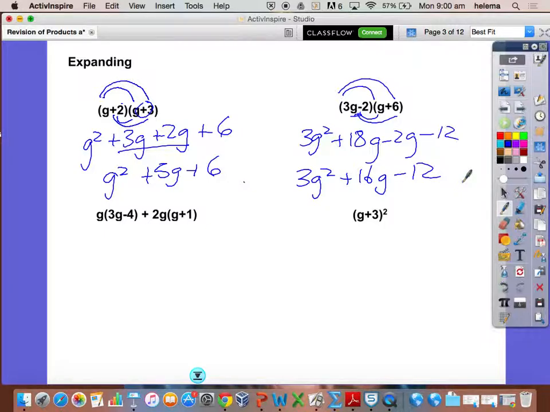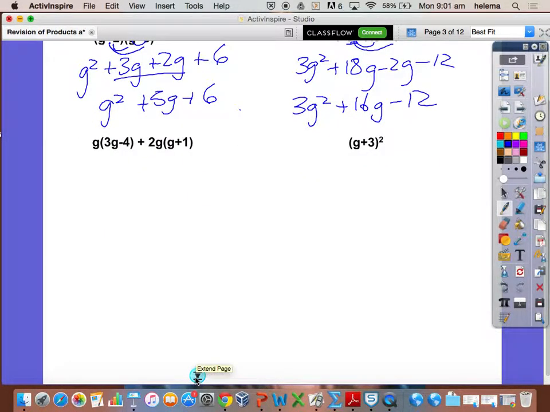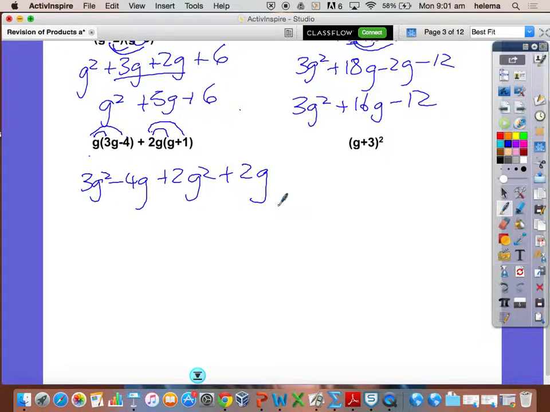Hopefully this is okay. This is just the same thing. You do it the same way. So if I have this now, it's just g times this and g times this, remembering the sign, and then 2g times this and 2g times this. Expand. Okay, so I've got 3g squared minus 4g plus 2g squared plus 2g. Then just simplify it. Okay?